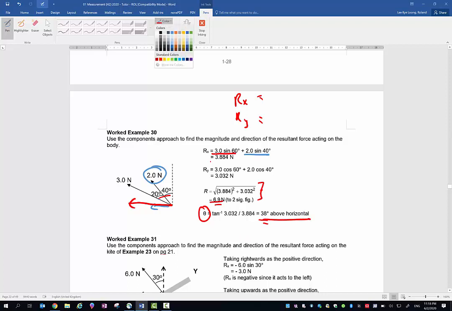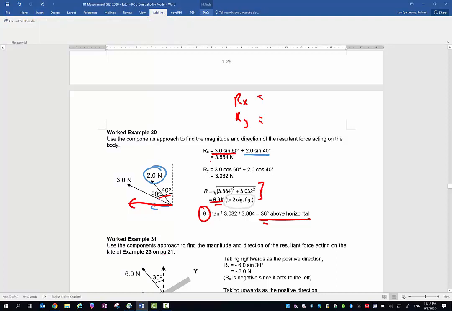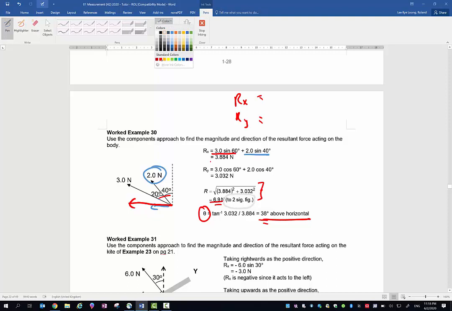Now, look at this one. Why is the answer given to 2SF? Because you look at the data they give you. This data is 3.0, this data is 2.0. 3.0 and 2.0 are 2SF. So the final answer has to be the same SF or one more. If you give your answer to 2SF, fine. If you give your answer to 3SF, fine. If you give your answer to 1 or 4SF, you'll be marked wrong.